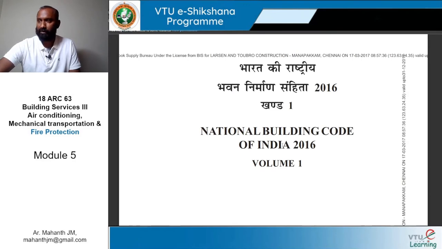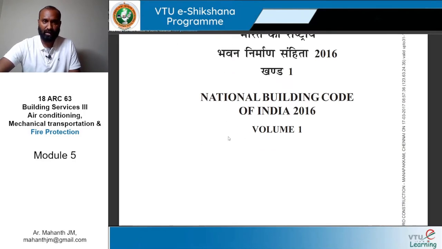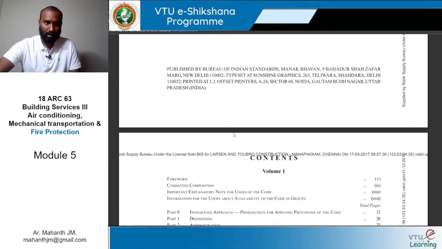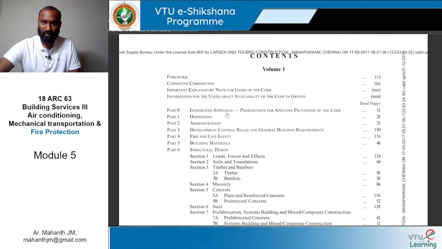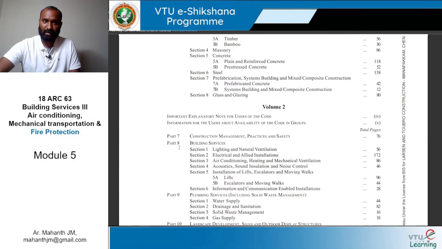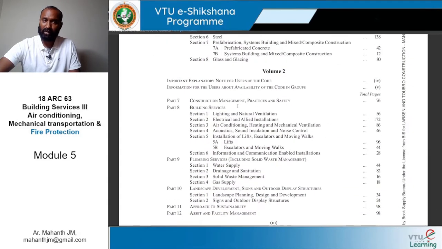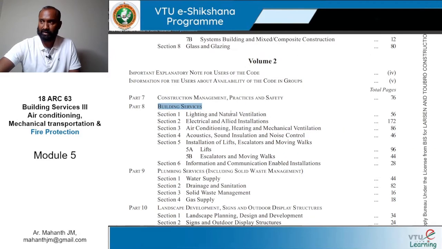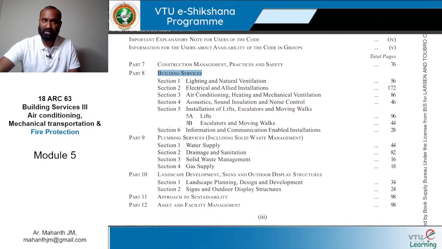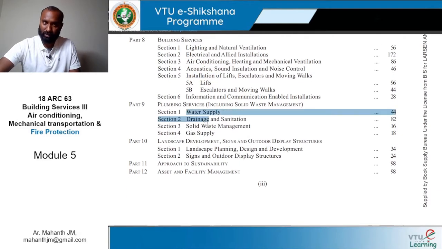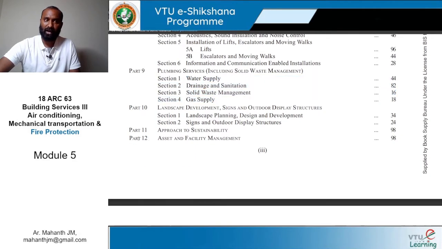Okay, so I have NBC open, volume 1 opened in front of us. As you all must be aware, there are two volumes of NBC, volume 1 and volume 2. So volume 1 talks about these six parts, yes. Usually all the services come in volume 2, starting from construction management to all the services, usually listed under building services, right? Starting with ventilation, electrical services, AC, acoustics, lifts, right? And your plumbing services, and it stops with part 12, assets and facility management.